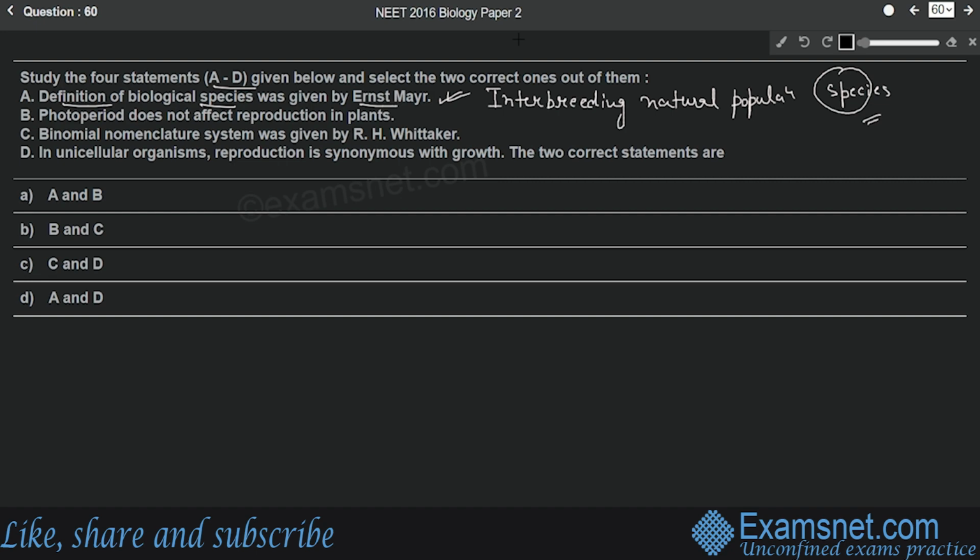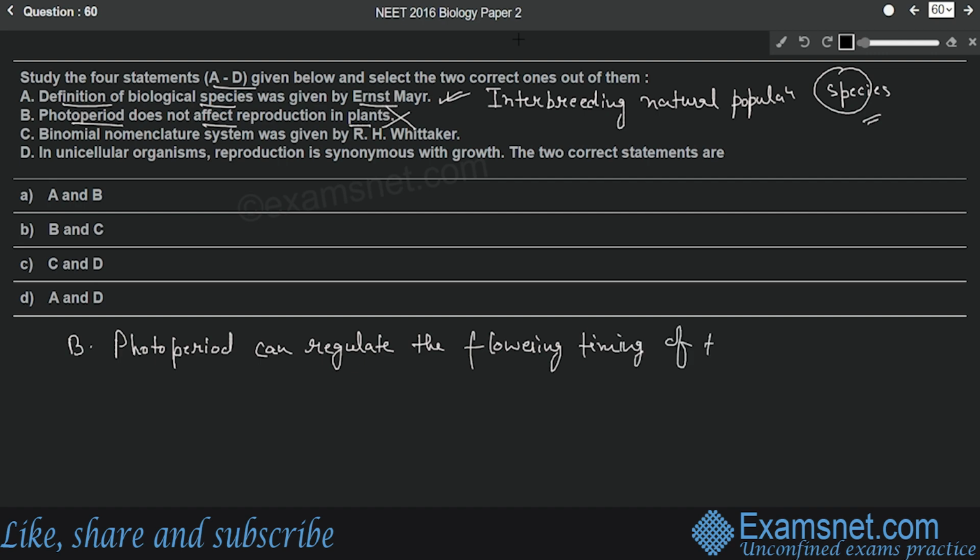Now we come to the second statement. It says photoperiod does not affect reproduction in plants. This is not true, because photoperiod is able to affect the reproduction in plants by regulating the flowering timing of the plants. So photoperiod can regulate the flowering timing of the plants, and this way they are able to affect the reproduction in plants.